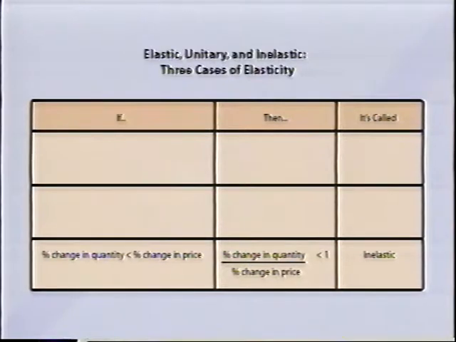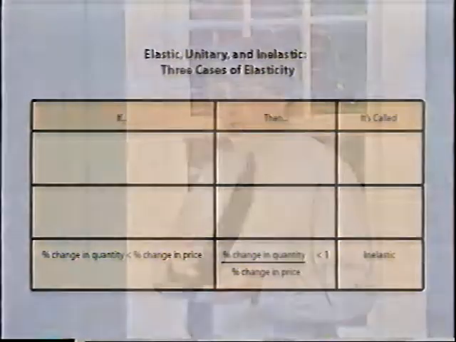What that means is, if you think about the formula, a given percentage change in price causes a smaller percentage change in the quantity demanded. So for example, a 10% rise in price might cause the quantity demanded to fall by only 5% or only 1%. Now, what's a classic example of a good where demand is highly inelastic?